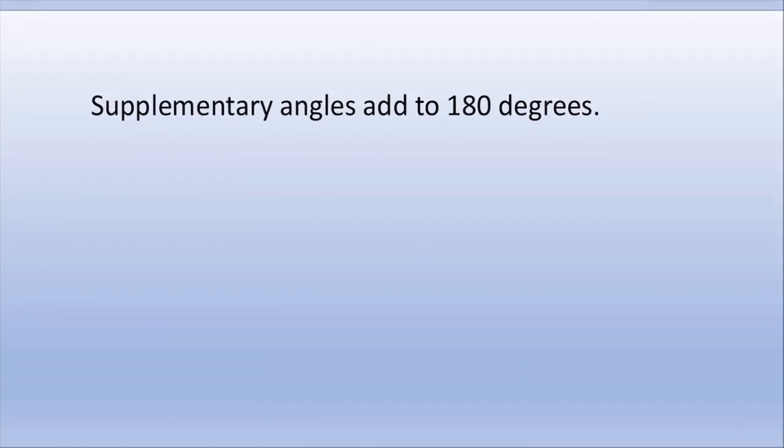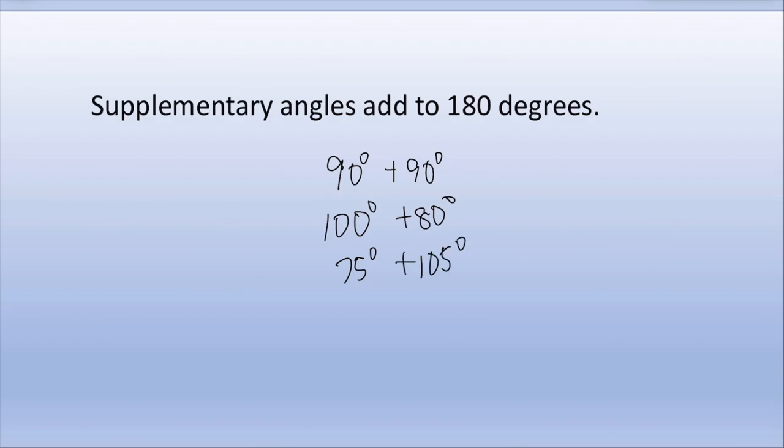Supplementary is the word that goes along with 180 degrees. So two 90-degree angles are supplementary. 180, 75 and 105. Those are all supplementary. So if you see complementary, that they add up total 90, supplementary, they total 180 degrees.